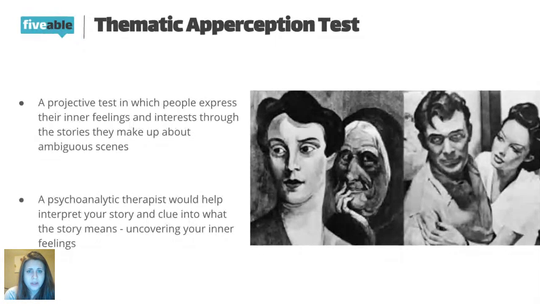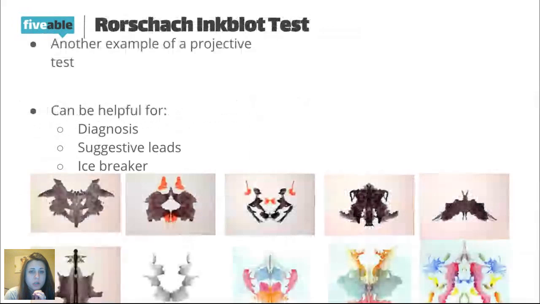Another example of a projective test, and this is probably the most famous one, is the Rorschach Inkblot test. You can see that below. Those are the most common panels. Basically, your therapist would sit you down, you're in therapy, and they would show you each of these pictures individually and ask you to tell them what you see.